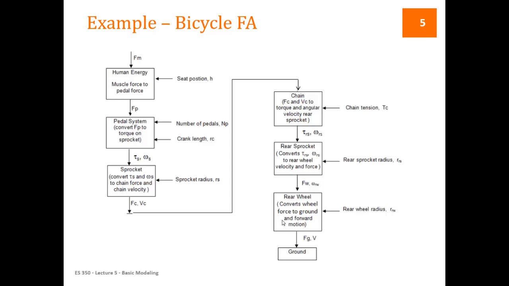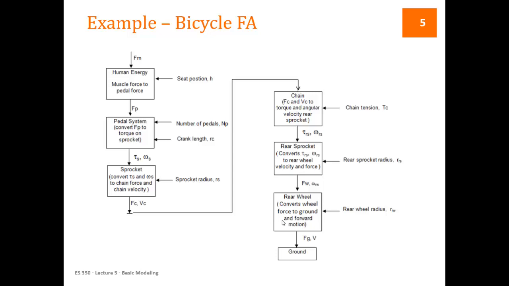So here's an example of a bicycle functional analysis. So this is at the analysis level, right? We've got human energy going in first, and then we get an output of that is the force on the pedal, right? And so then we have a pedal system, so we're putting a force on the pedal, and we're getting some sort of torque and angular speed out of the pedal, right? And the control variables for the pedal were number of pedals and the crank length, for example. Then the torque from the pedal goes into the sprocket, and that is then converted to a force on the chain and the speed of the chain.